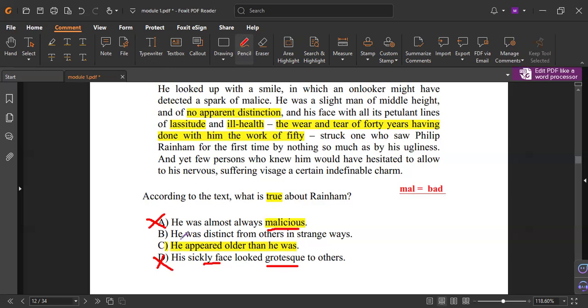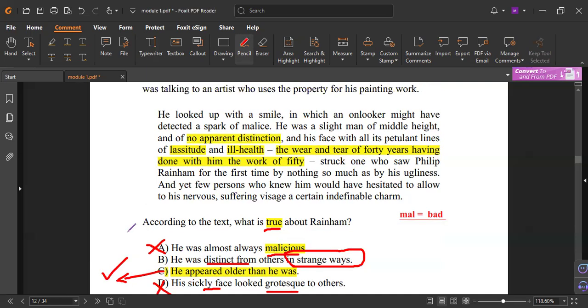Yes. That's why. But do you have any information that he was distinct from others in strange ways? Do you see it? As he said here, no apparent distinction. It means you cannot distinguish him from the other people around him. This means the opposite, and he didn't mention that this distinction could be strange. So there is no support. That's why in a question about what is true, we need something already in the text. Don't guess or use your outside knowledge. So letter C is supported.